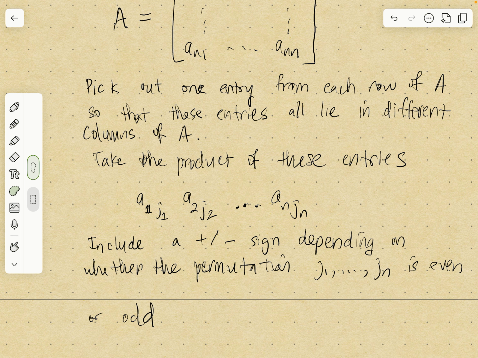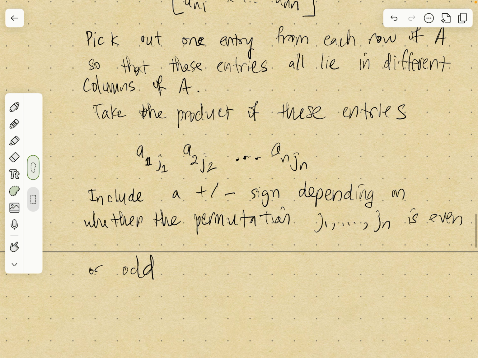And what you end up doing is you end up having a permutation of 1 through n because you get J1 through Jn. That's just 1 through n in a different order. And because it's a permutation, we talked about the sign of a permutation. And so you include a plus or minus to this product depending on whether your permutation is even or odd. If it's even, you put a plus sign. If it's odd, you put a minus sign.